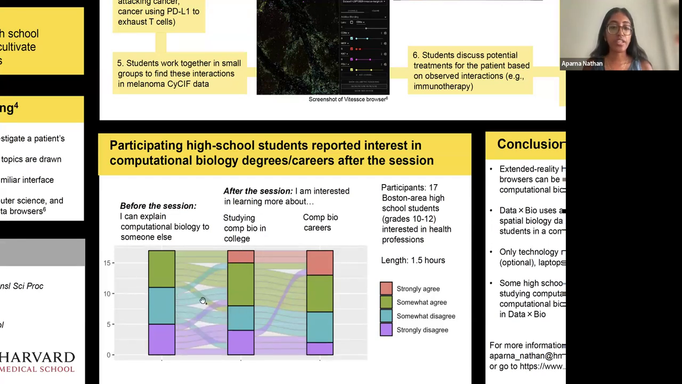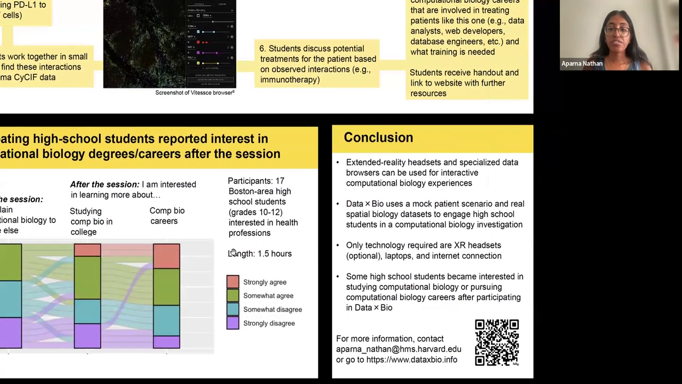But after the session, we saw that even some of the students who started off unfamiliar became interested in studying computational biology in college, and other students became even more interested in studying it. We also see a similar growth when we look at computational biology careers, which again, more students became interested in after the session.